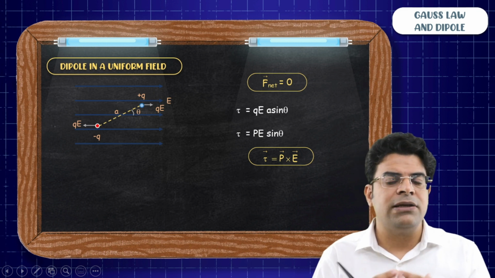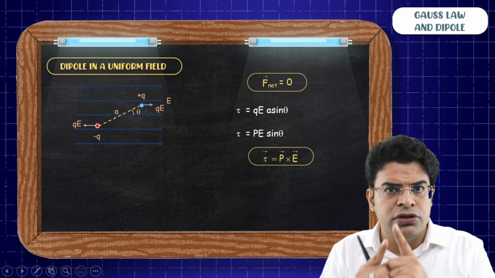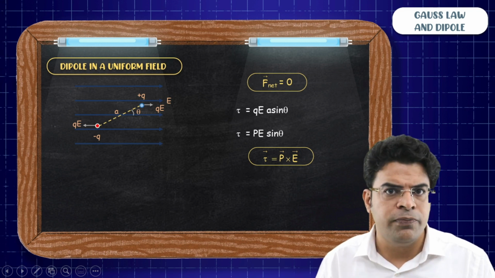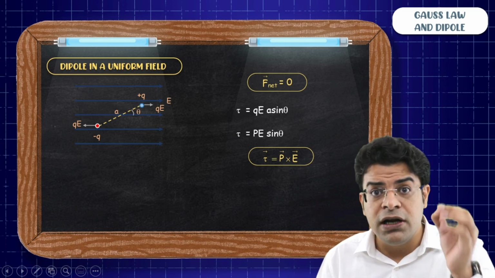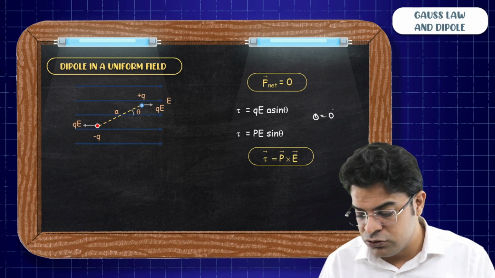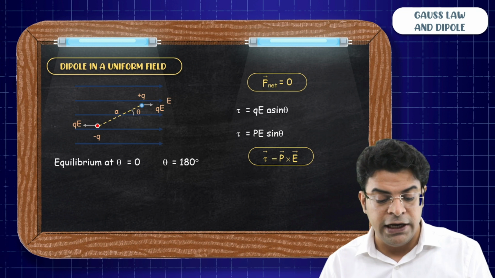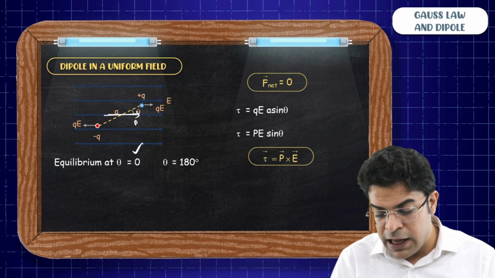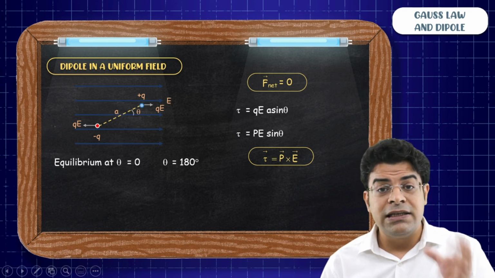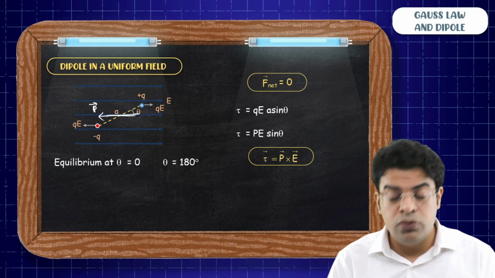We have learned that there is something called mechanical equilibrium. For a body to be in mechanical equilibrium, the net force should be zero and the net torque should be zero. The net force is always zero, irrespective of the orientation. But the net torque will be 0 when theta equals 0 degree or theta equals 180 degree. So for equilibrium, theta has to be 0 degree or 180 degree. When theta is 0 degree, the dipole moment is parallel to the electric field vector. When theta is 180 degree, the dipole moment vector is opposite to the electric field vector.